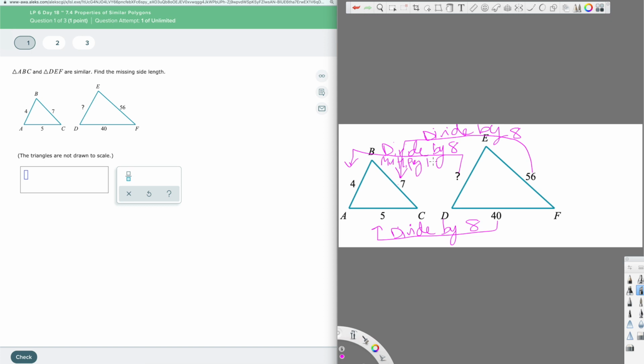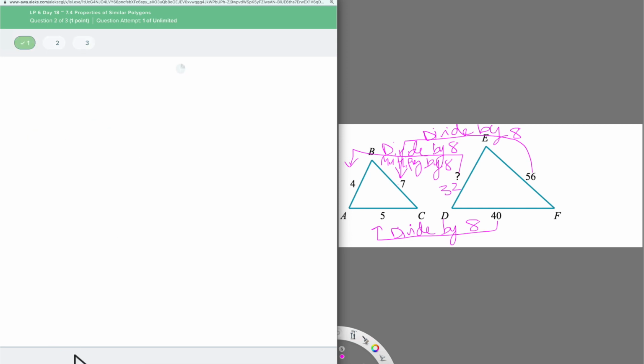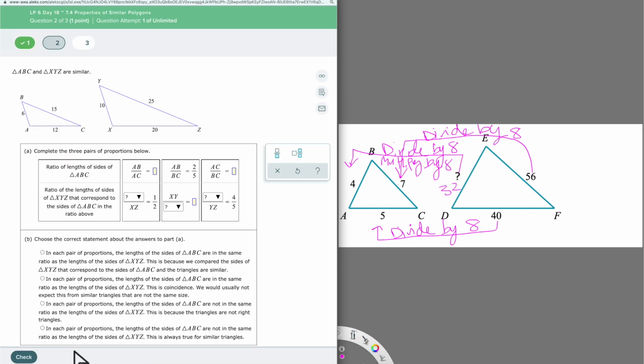I can do both. Either way, because I can go 5 times 8, that gives me 40. 7 times 8, that gets me 56. 4 times 8 gets me 32. So that missing length is 32. All right, so let's go to the next guy here, which is, I think we're going to look at pieces.